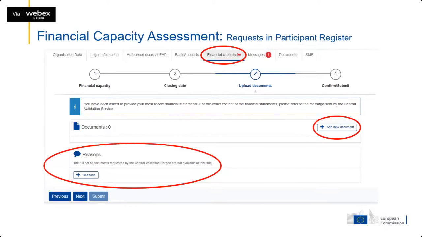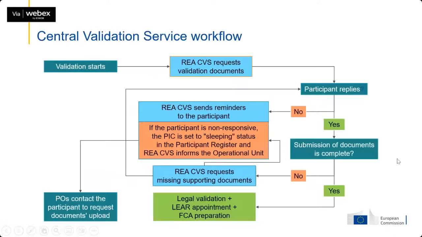Thank you very much, Alberto. Now, on the next slide, we'll see an overview of the workflow of the Central Validation Service. After the validation starts, we send you a request for submission of documents, and of course there is the option that the entity replies. Let's have a look at what we do if the entity does not reply.